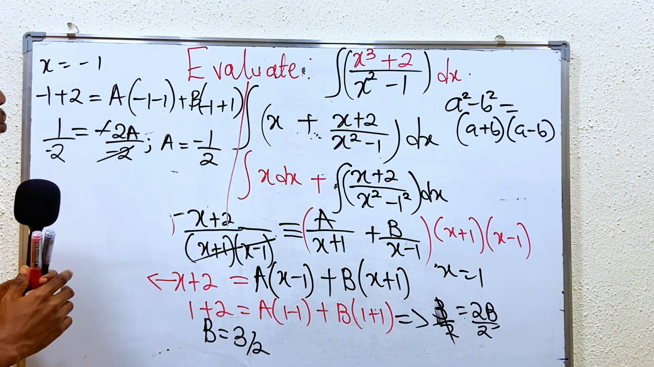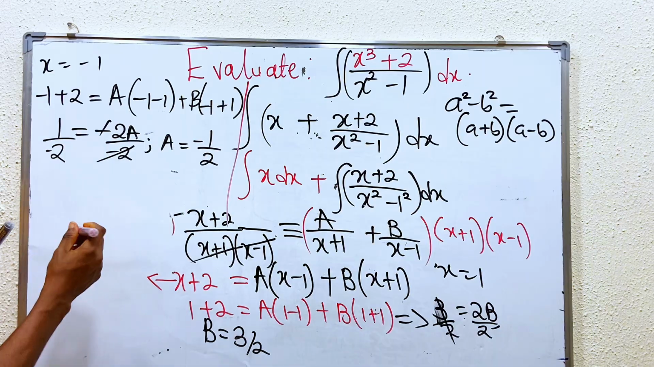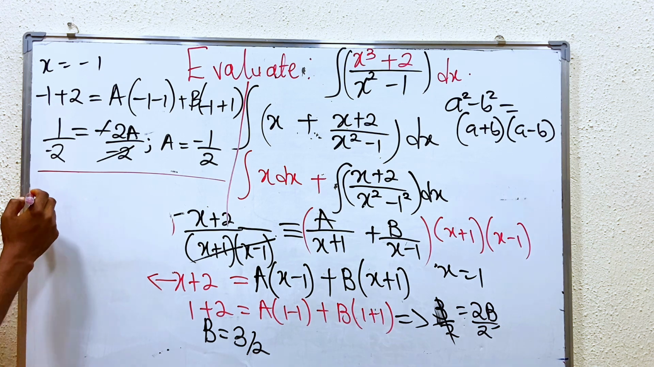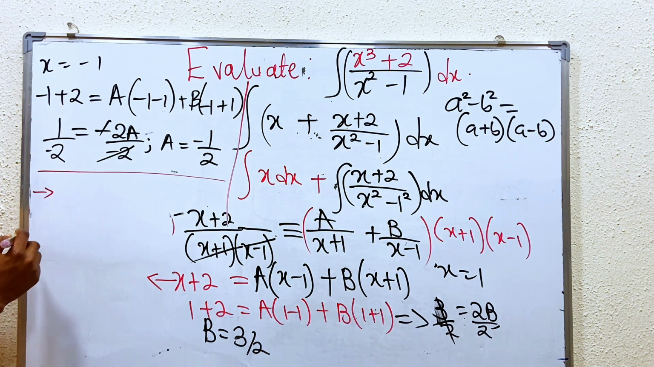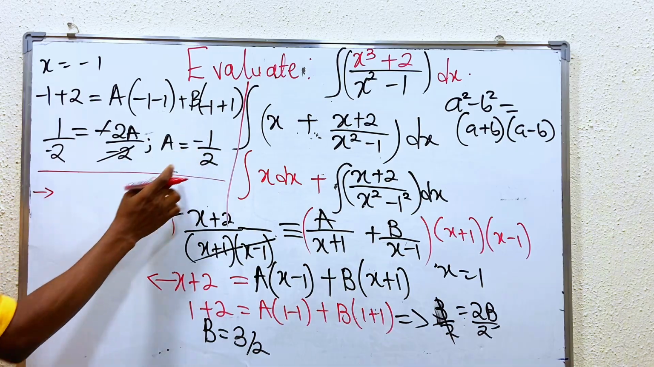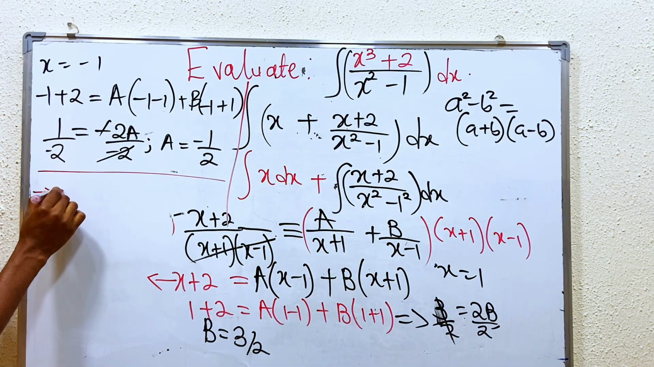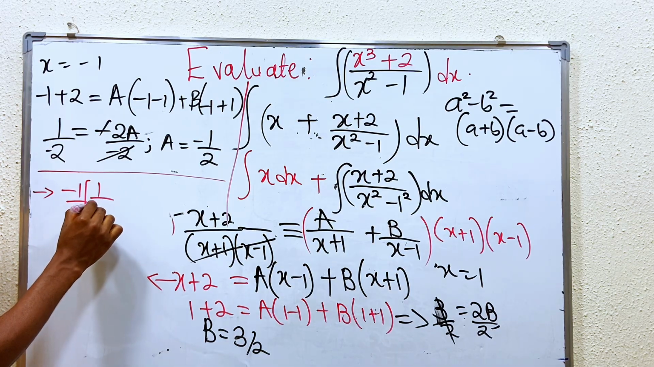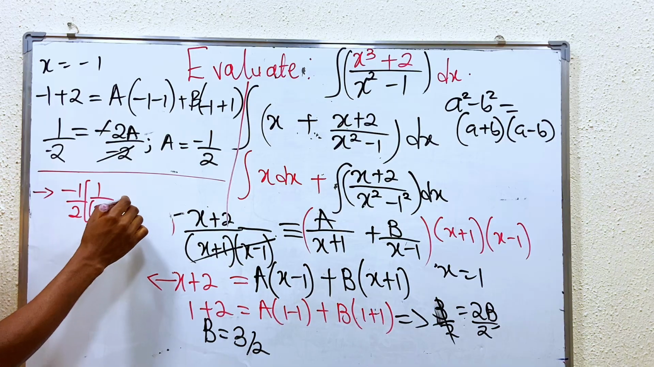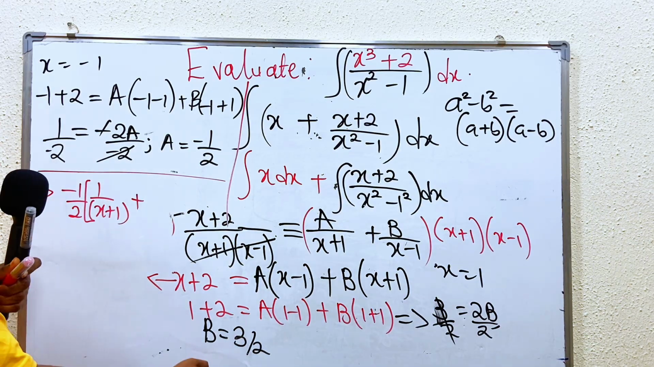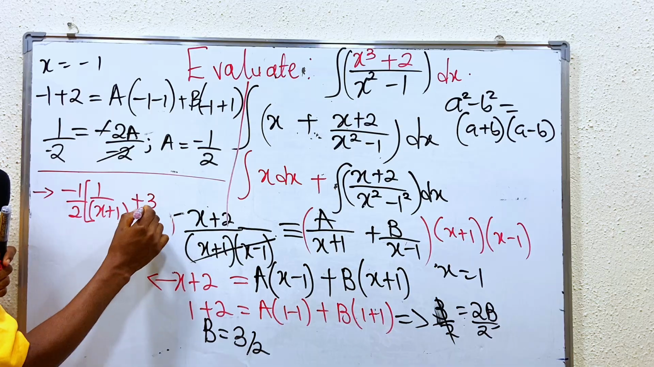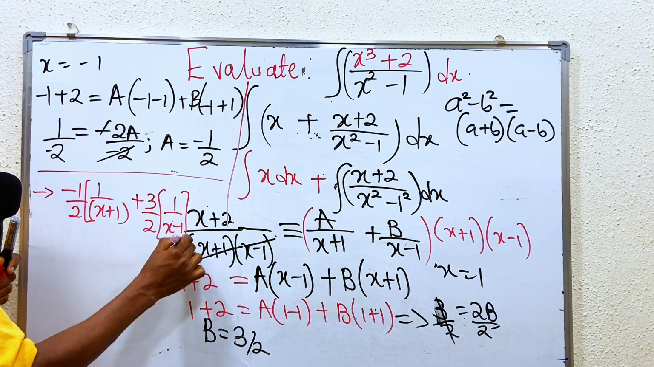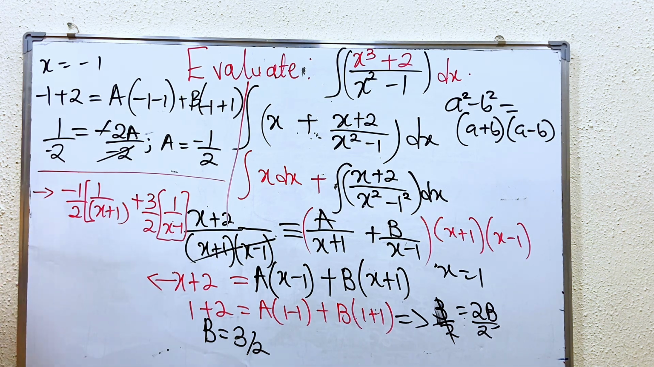So this particular fraction we are trying to resolve now will look like this. We are going to put it back to be this. So you can now see that we have the same thing as our A at this point is minus half, which is minus 1 over 2 into 1 over x plus 1. Then plus our B is 3 over 2, right? So we have 3 over 2 into 1 over x minus 1. So this is the two partial fractions we resolved.